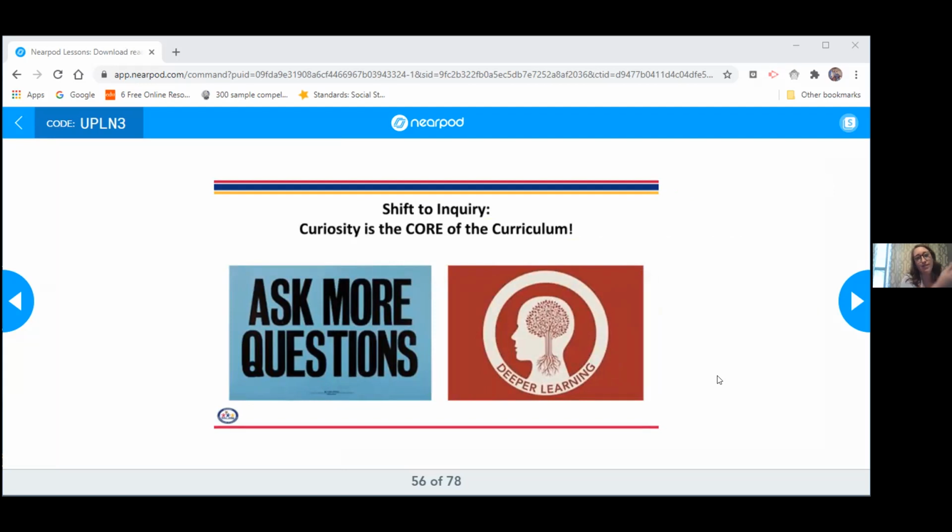So you have engaged today in a couple inquiry based strategies, but we also wanted to share with you that idea of a more all-encompassing inquiry. And there's lots of resources out there to support you with that. And we also talked already about how that curiosity is the core of the curriculum.